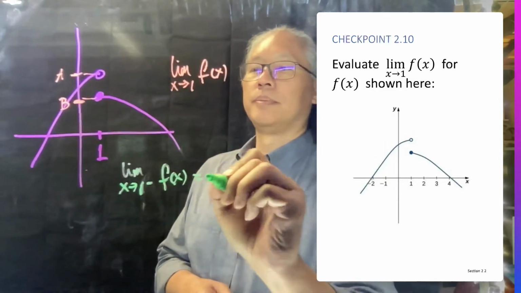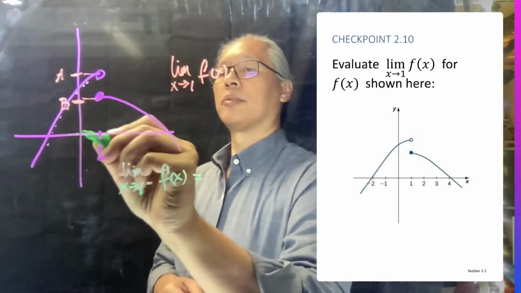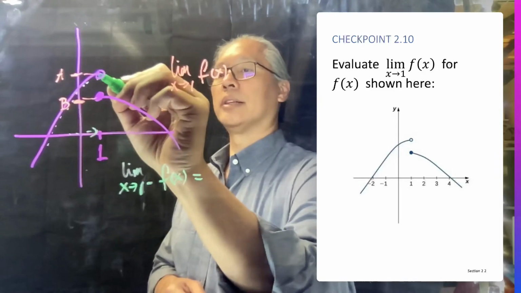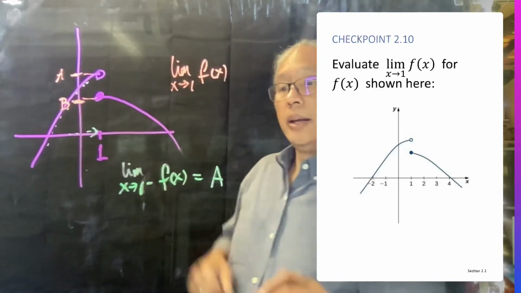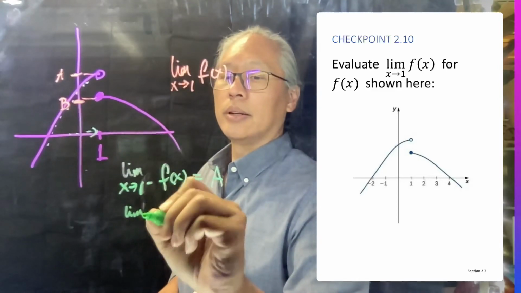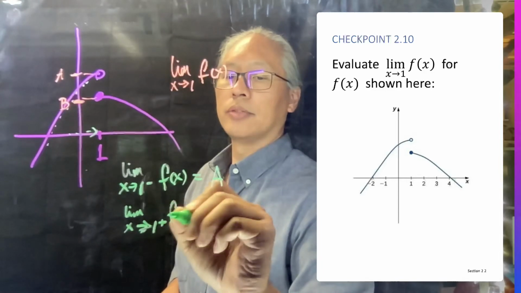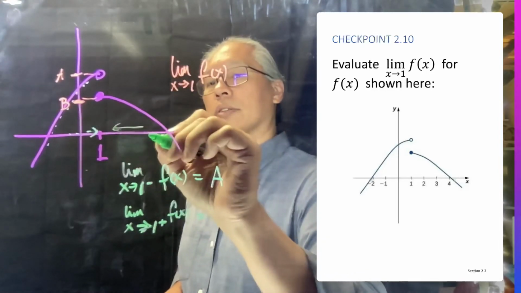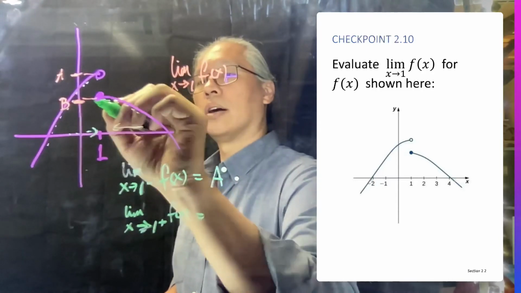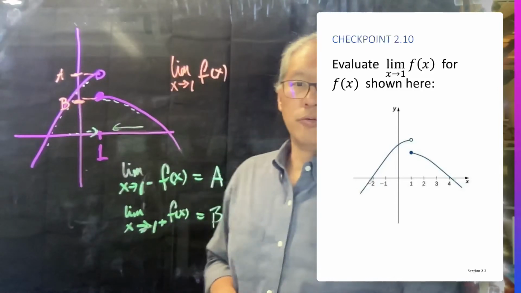All right. Now, if you're coming from the left side, and then you're going to hit this, it looks like it's going to land on A. And then we'll also take the limit as x approaches 1 from the positive side of the function. And from the positive side, as you get closer and closer to 1, you're going to follow this along, and then you're going to get a maximum height, or the height of B.